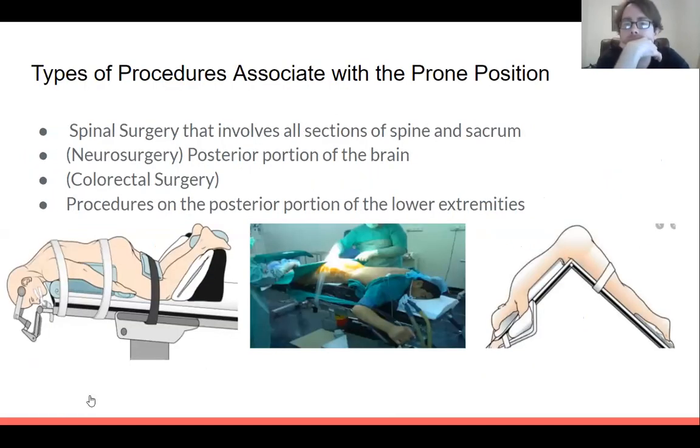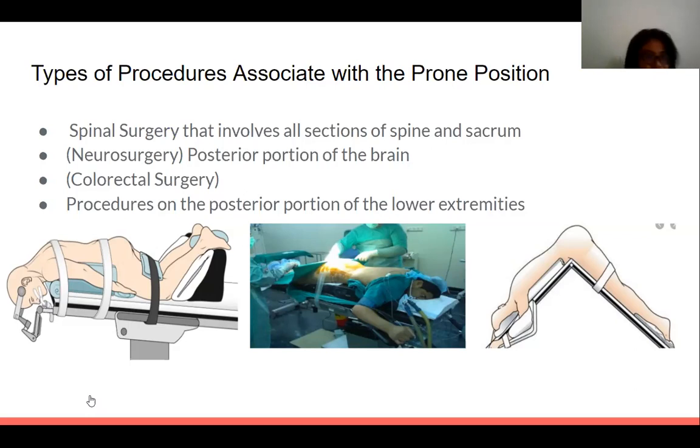Types of procedures associated with the prone position. So spinal surgery could be done in the prone position. It could involve all sections of the spine and the posterior of the neck as well, and the brain, so neurosurgery, and colorectal surgery. And I believe that's in the jackknife position. It's also called like Kraske position.